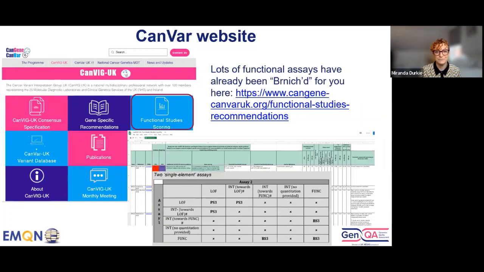Next slide, please. And again, we're very lucky, particularly in the BRCA genes, particularly BRCA1. We've got the 2 very large studies by Findlay and Bowman, but there are some variants that overlap in these. And so we wanted to have some guidance on how you would combine them, particularly if one said intermediate and one said loss of function, how would you score PS3 in those circumstances? So there's guidance on that in the CAMVIG guidelines as well. Next slide, please.